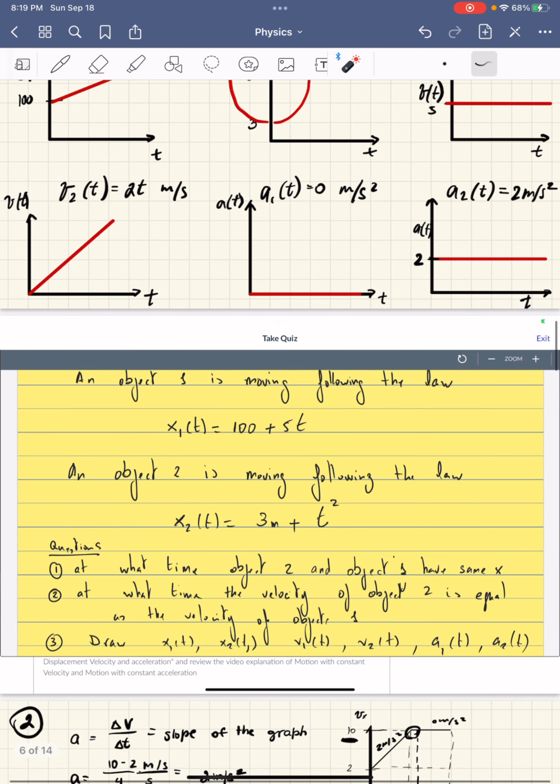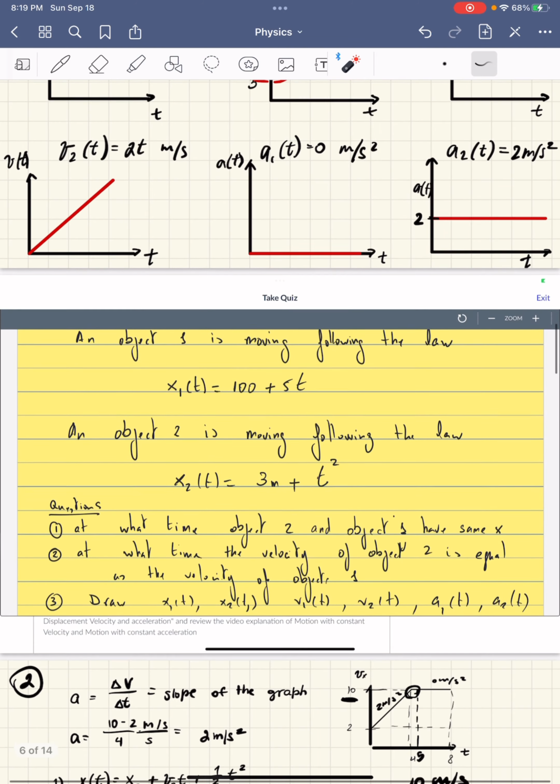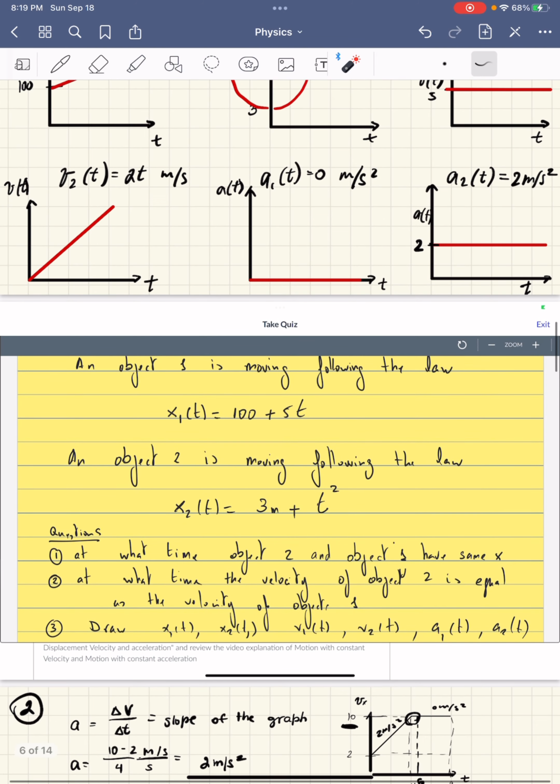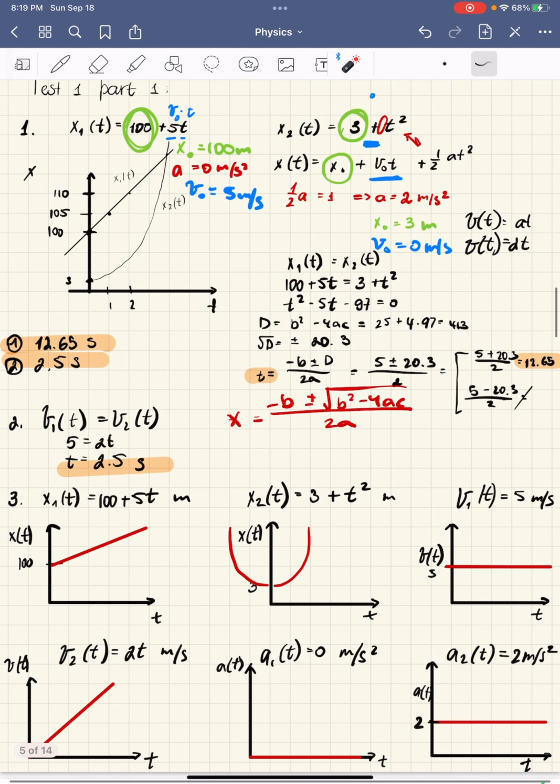Moving to the next question, which is: at what time is the velocity of object 2 equal to the velocity of object 1? For this, it's kind of the same thing we were trying to find in the first question, but now we compare the velocities. So we just do v1 of t equals v2 of t.